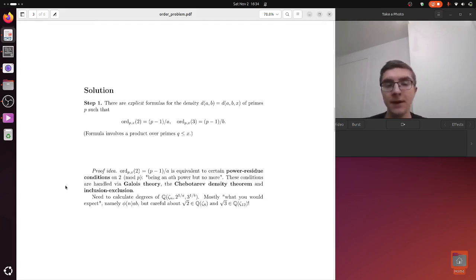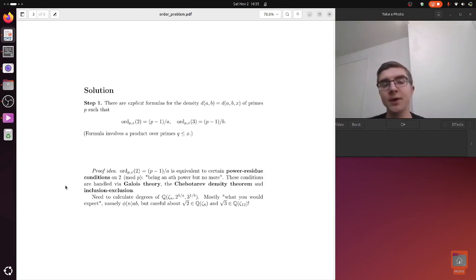The proof idea is that this condition on 2 is equivalent to a certain type of power residue condition on 2 modulo p. Namely, that 2 should be an a-th power modulo p, but no more. And these conditions can then be handled by Galois theory, and in particular the Chebotarev density theorem. Together with an inclusion-exclusion argument, we get the densities d_{a,b}.